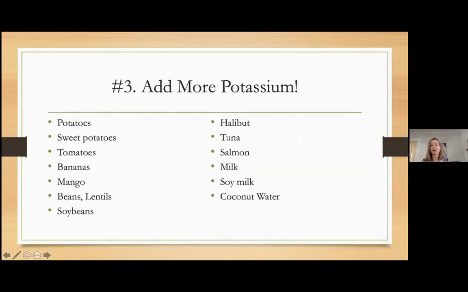Somebody's here asking if I can go back to the list of potassium-rich foods. So there we go. Those are some, you know, tomatoes, halibut, salmon. And this is going to be videotaped as well and will be on the Harvard Pilgrim website. So it will be available after our session today.